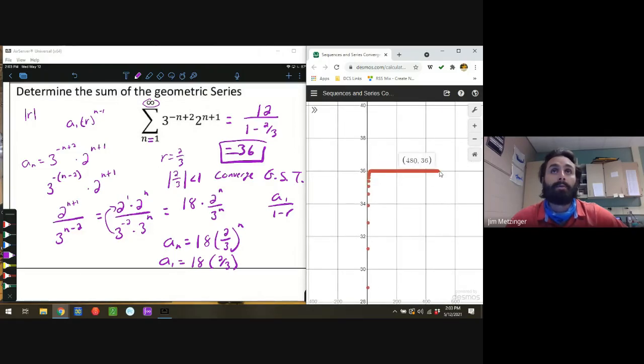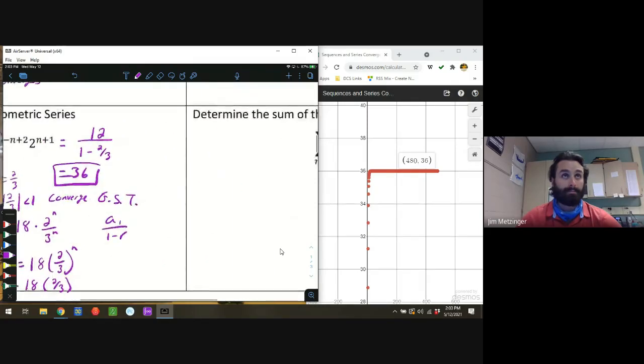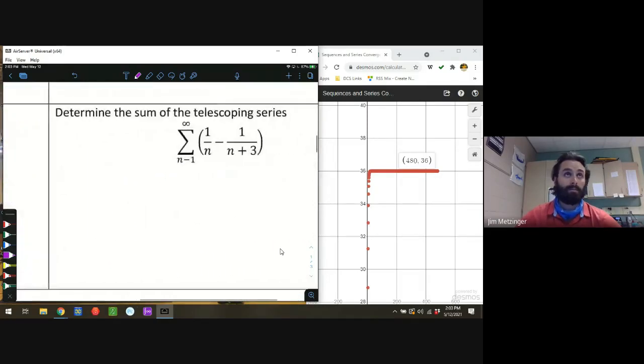And after 480 terms, it approximated a sum of 36. So that confirmed our work there. Depends on what the directions say. If it says show all work leading to the answer, then I would say please.